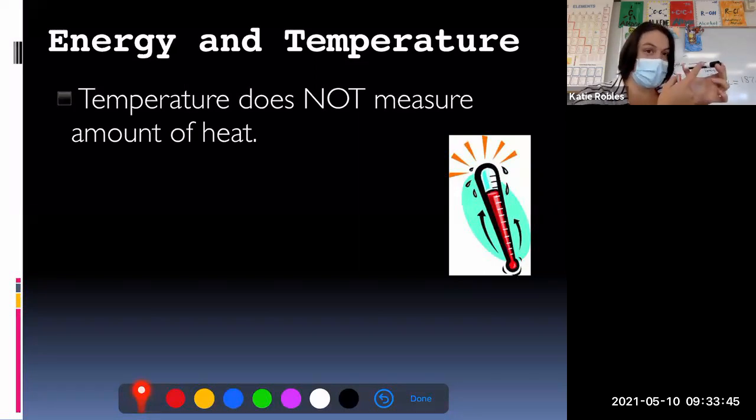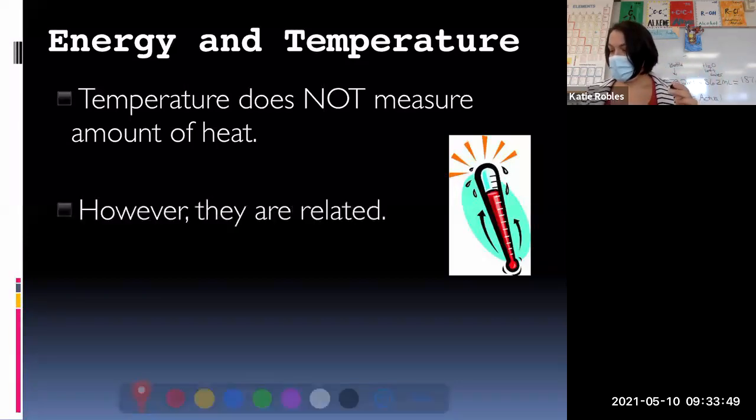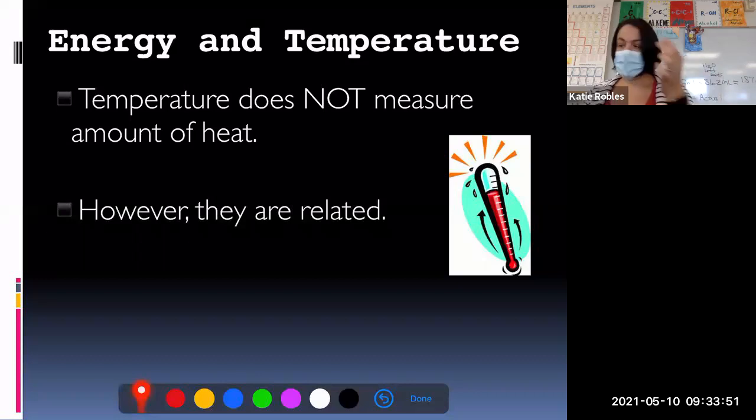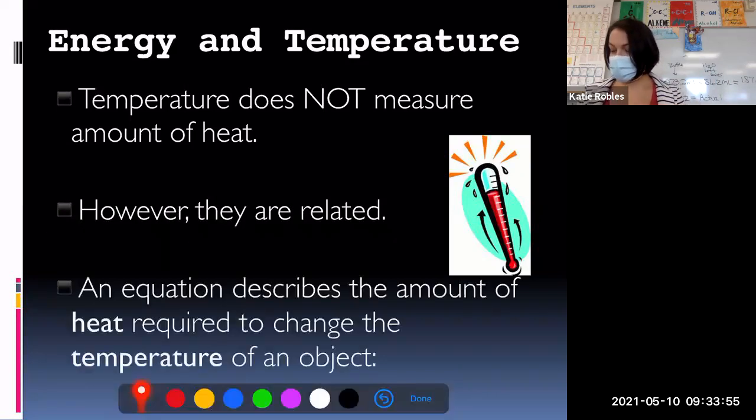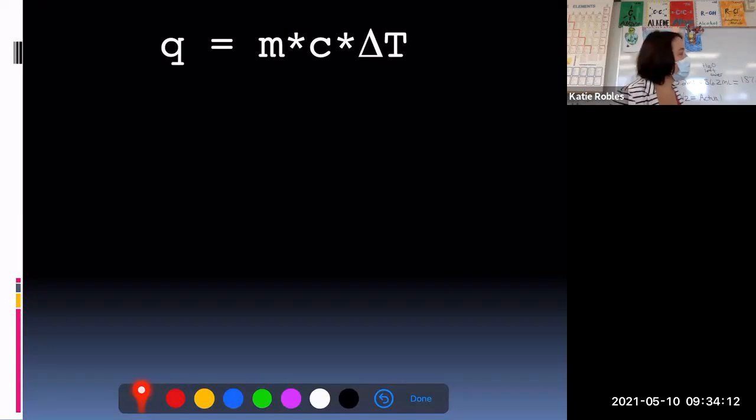How much heat does it have? Well, now I've got to do a math problem to figure that out, because temperature and heat are related, but they are not the same. So the equation that we use is Q equals MC delta T. And it describes the amount of heat required to change the temperature of an object. So there it is, Q equals MC delta T.